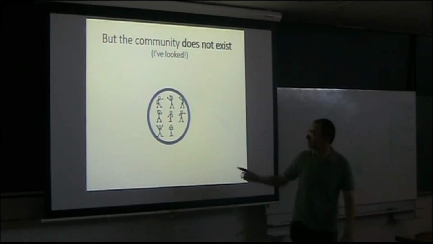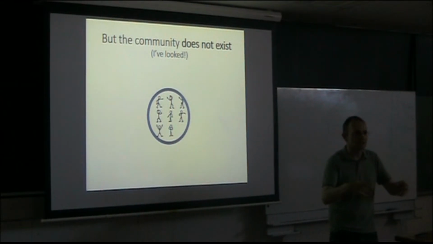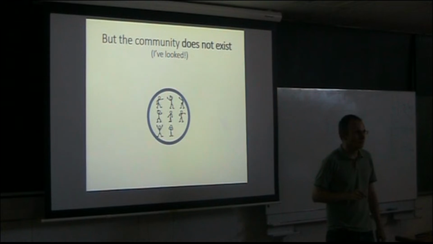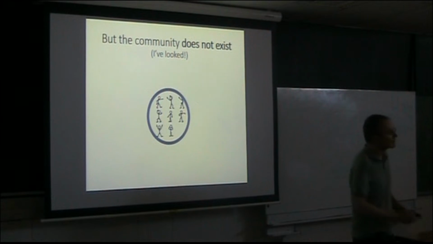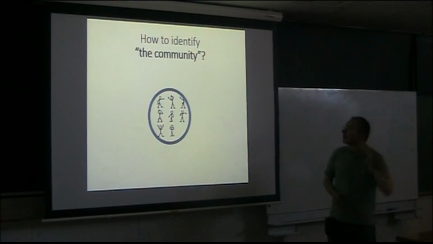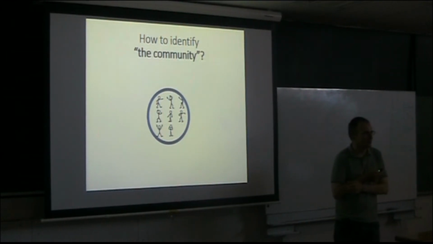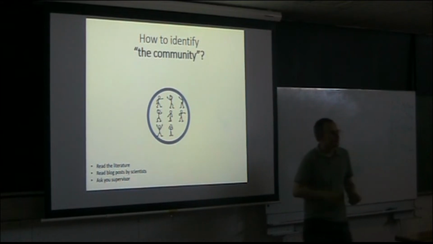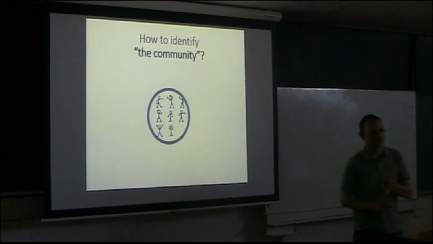So the way you've got to think about this community is: you have this bit of information, or this idea you want to pursue, so which community is this going to affect? Who would be interested in this? Then you've got to find them and interact with them. So how do we identify that community? It definitely exists out there, and reading the literature is your first port of call, definitely.